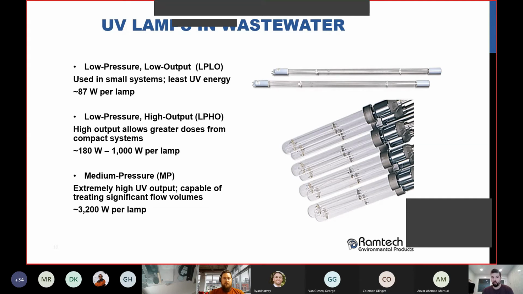Low pressure, high output, and when I say pressure, I mean pressure within the lamp, not within the UV system. It's open channel, so there's no pressure, but it's within the lamp itself. Low pressure, high output, or LPHO, lamps are about 180 to 1,000 watts per lamp. They're very flexible. They have a very specific output at 254, and they are very, very efficient because of that. Medium pressure is more used in drinking water, and it was used in wastewater quite often through the 90s and early 2000s because that's the technology we had at the time before the LPHO lamps came out.